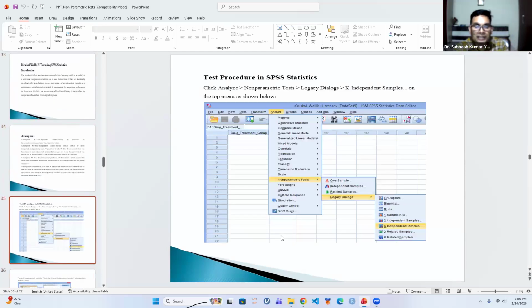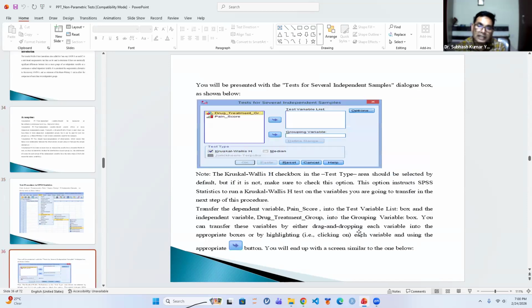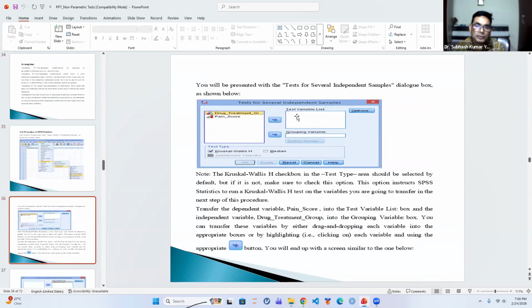Assumptions are the same. To perform it in SPSS, go to Analyze, then Nonparametric Tests, then Legacy Dialogs, and there you will see K Independent Samples. Just click on that and this dialog box will open. You have to put the test variable, that is the pain score, and the grouping variable here. And you have to define the range. If you are comparing three groups, define the range from 1 to 3. If you are using five groups, define the range from 1 to 5. Then just click OK, because the Kruskal-Wallis test is already ticked by default in SPSS.